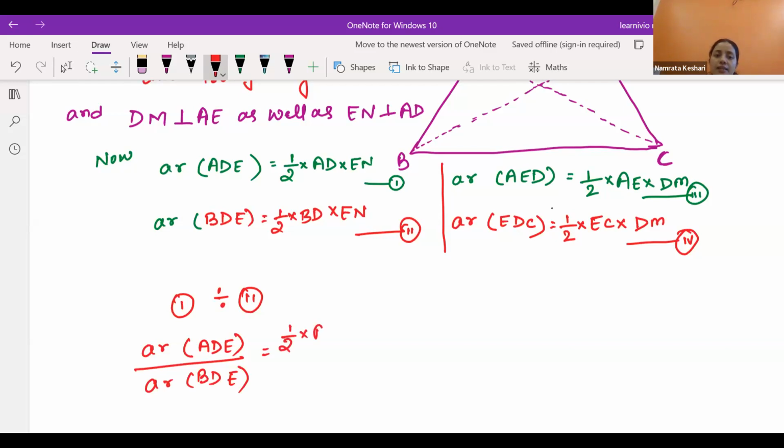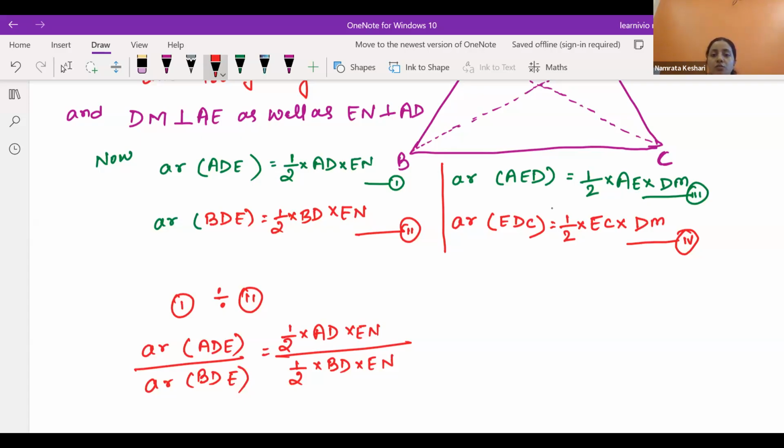1 by 2 into AD and into EN, divided by 1 by 2 into BD into EN. Now, after the last class, I need to take a pause over here, because we are not matching the letters. We are just thinking AD is a side, EN is a side. In the denominator BD is a side and EN is a side. We are not saying X and X is there, let's cancel them out, or D and D is there, let's cancel them out.